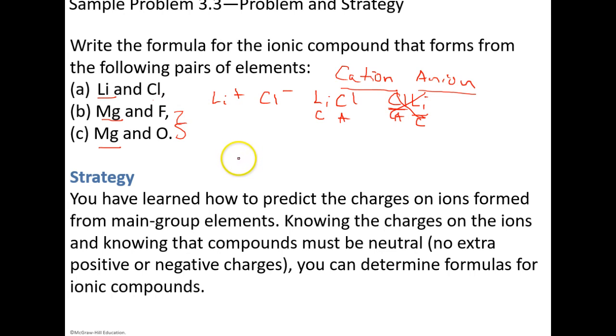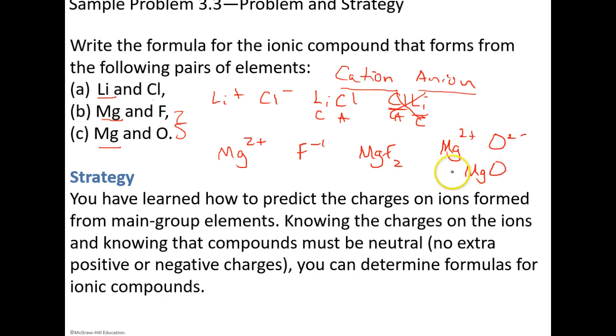Okay, we should be back. You should have magnesium has a 2+ charge because it's in the 2A row. Fluorine has a -1 charge, so your formula is MgF2. I need 2 fluorines for every magnesium. And then for magnesium oxide, magnesium is a 2+, oxygen is a 2-. It's a 1-to-1 ratio, so MgO would be the formula.